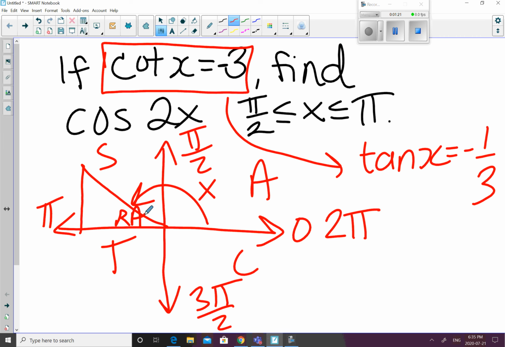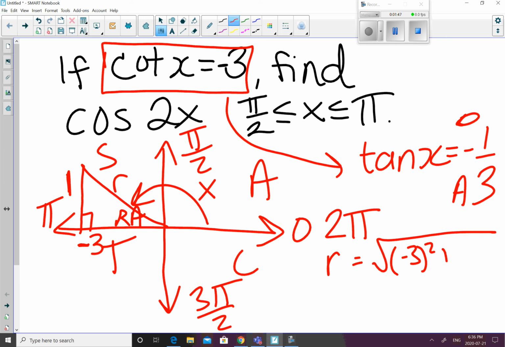Remember, tan from SOHCAHTOA is opposite over adjacent. So I'm going to put the opposite side across here as 1, and the adjacent as 3. And the 3 would be negative because it's in the second quadrant. So to find the r, or the hypotenuse, I'm just going to do the square root of -3 squared plus 1 squared. So I'm just using the Pythagorean theorem. The square root of 9 plus 1, or square root of 10. I will leave it as square root of 10 for exact values.